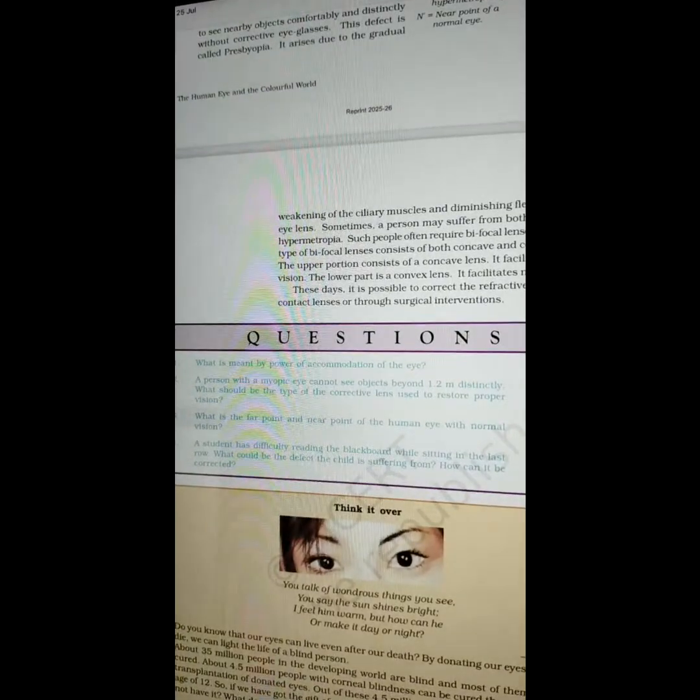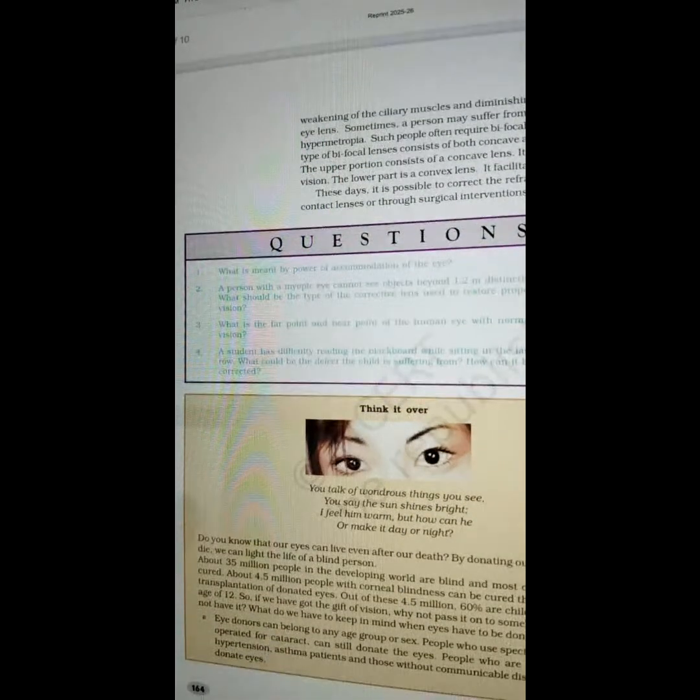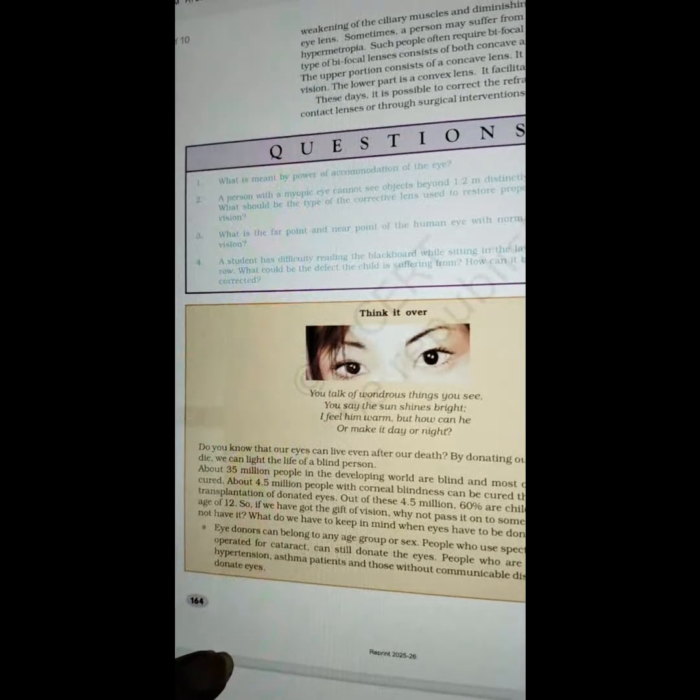In text questions of Human Eye and the Colorful World. First, what is meant by power of accommodation of the eye? Second, a person with a myopic eye cannot see objects beyond 1.2 meter distinctly. What should be the type of the corrective lens used to restore proper vision? Third, what is the far point and near point of the human eye with normal vision? Fourth, a student has difficulty reading the blackboard while sitting in the last row. What could be the defect the child is suffering from? How can it be corrected?